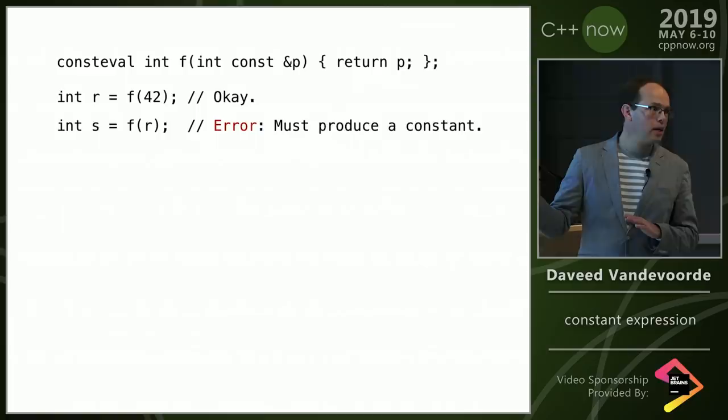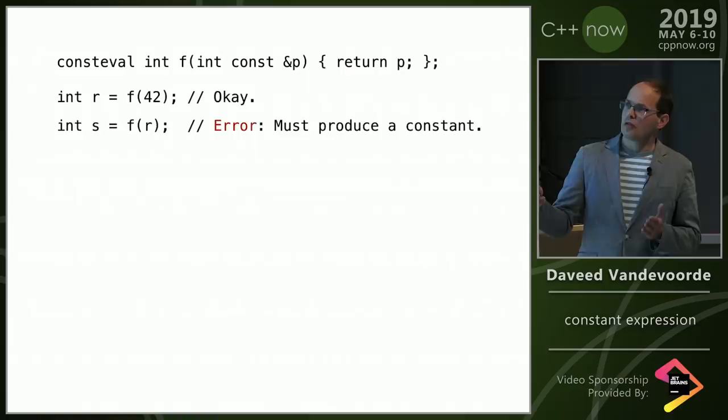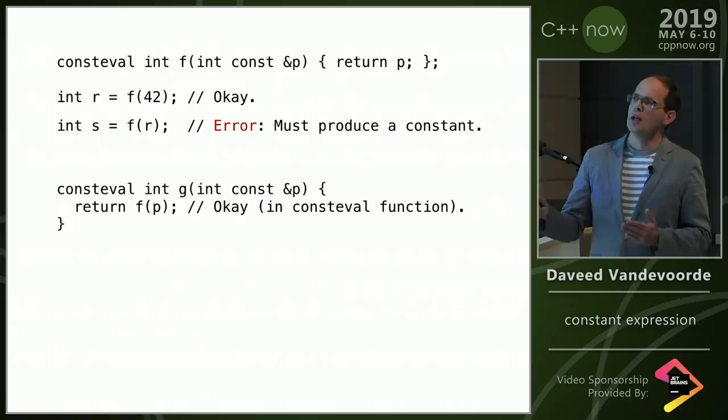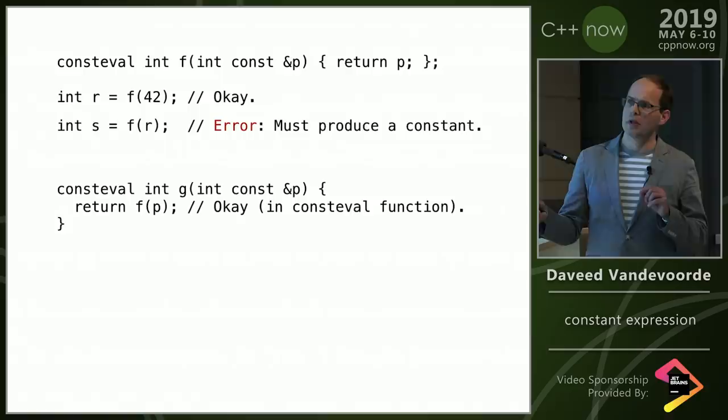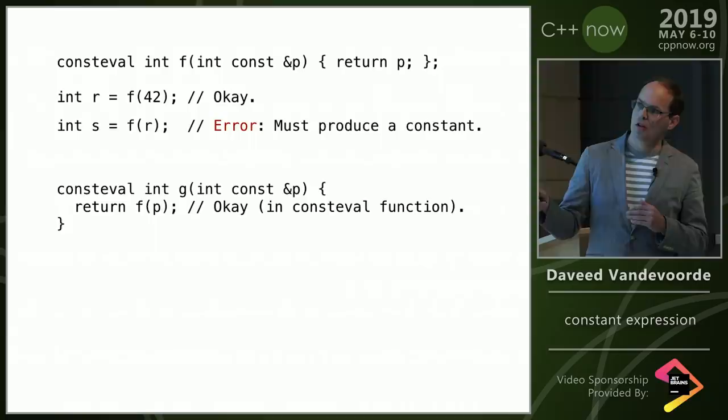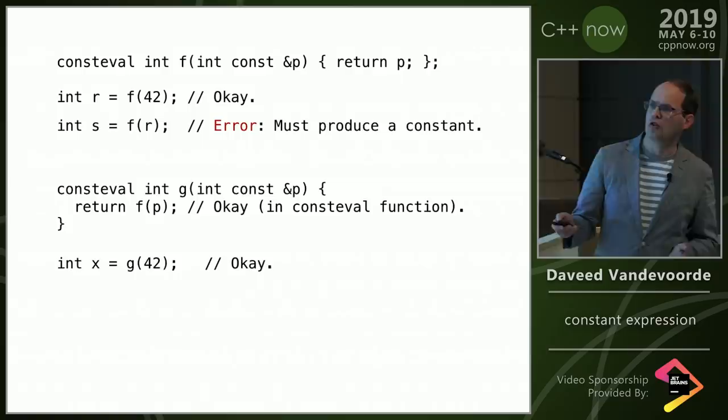Okay. Of course, there are some situations where we don't want to right away do the evaluation. So for composition purposes, suppose you have a consteval function that wants to call another consteval function. At this point, this is not a constant expression, and yet it's not an error because we're in a consteval context. Because we're inside a consteval function, you can. If you were to replace this g here by constexpr, this would become an error. But because we're in consteval, we know that, well, eventually it'll be constant. So g of 42 is okay. g of x is an error.